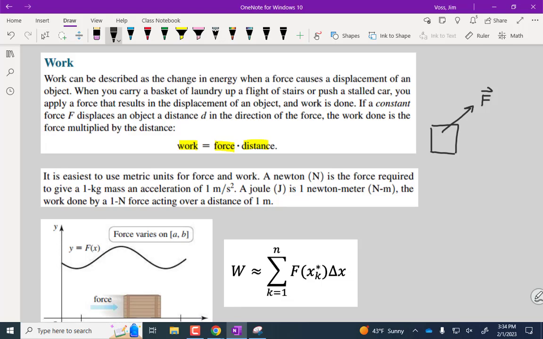So if you look at the magnitude of the force in the direction of motion, we would say, okay, let's just look at the force in this direction. Then we'll find the length of the force in that direction and multiply it by the distance traveled.